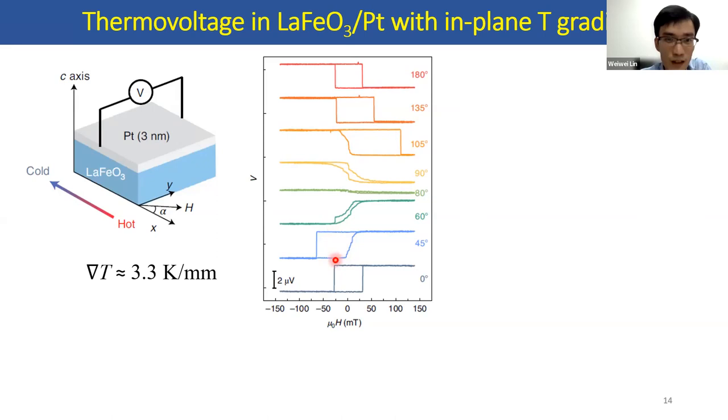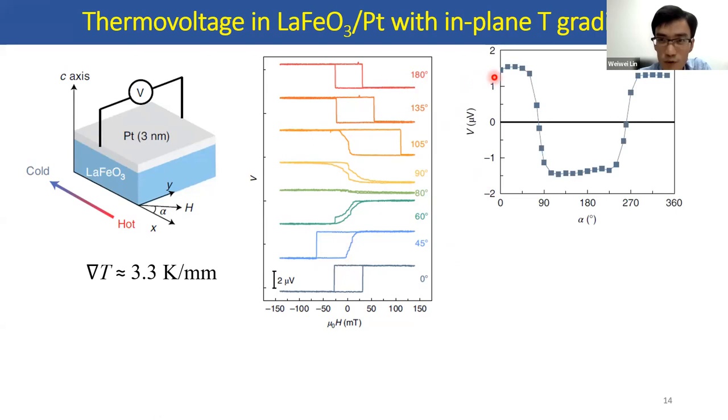So here is the thermal voltage as a function of the applied field angle. We can also see this step-like angular dependence, the voltage transitioning between two voltage levels. So it's related to the canting moment along the C axis. The net magnetization does not follow the rotation of the applied magnetic field.